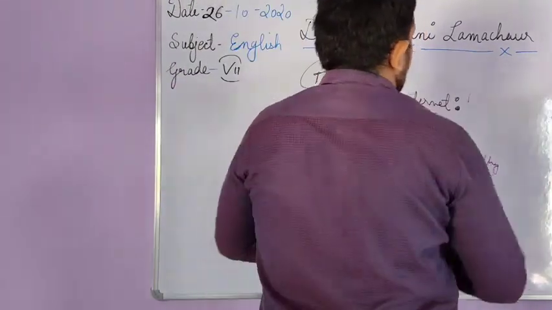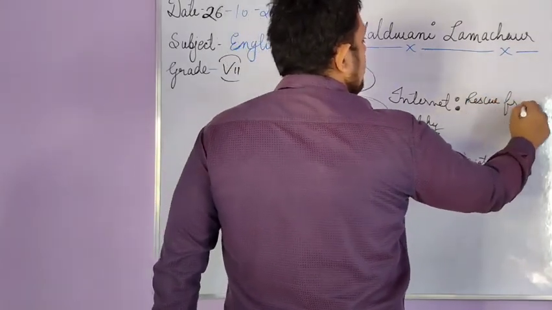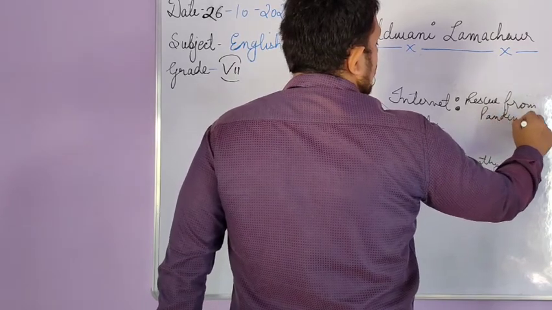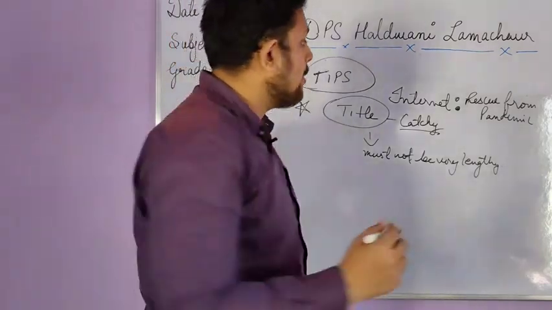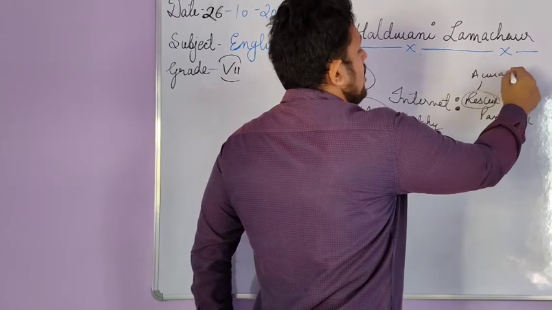Internet, a rescue from pandemic, or a weapon against pandemic. In place of rescue, you can write a weapon against pandemic.